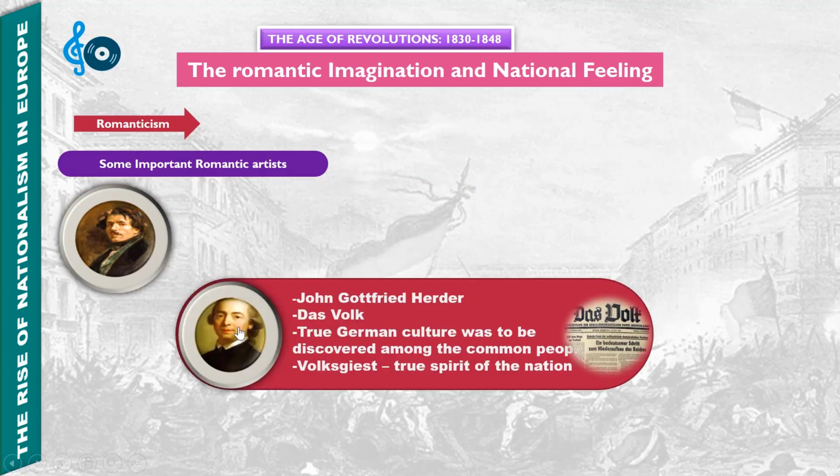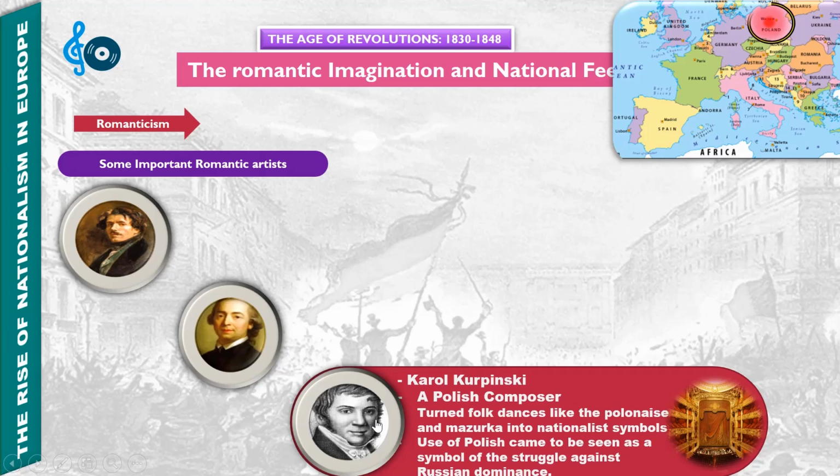Next comes the other romantics such as the German philosopher Johann Gottfried Herder, 1744 to 1803. He claimed that true German culture was to be discovered among the common people. Das Volk. It was through folk songs, folk poetry, and folk dances that the true spirit of the nation, Volksgeist, was popularized. So, collecting and recording these forms of folk culture was essential to the project of nation building. Next, one more example we have here, Karol Kurpinski.